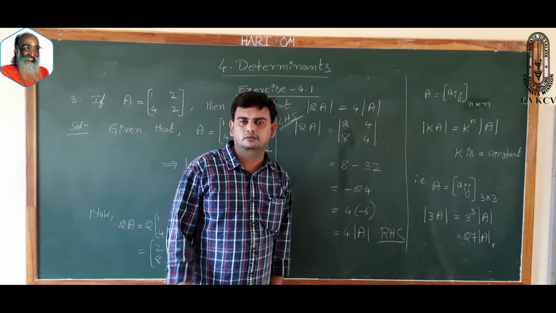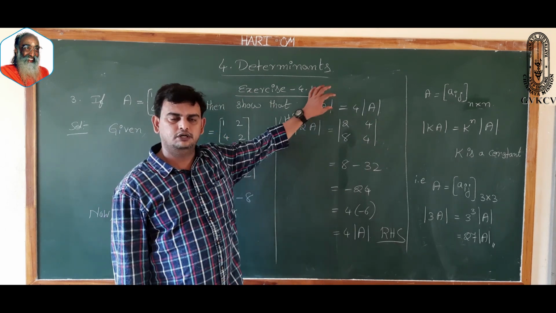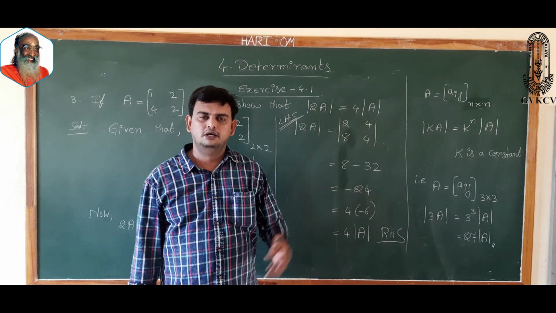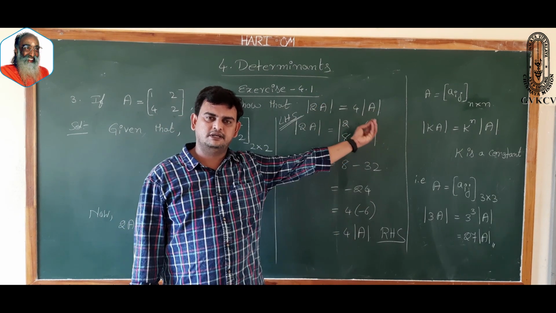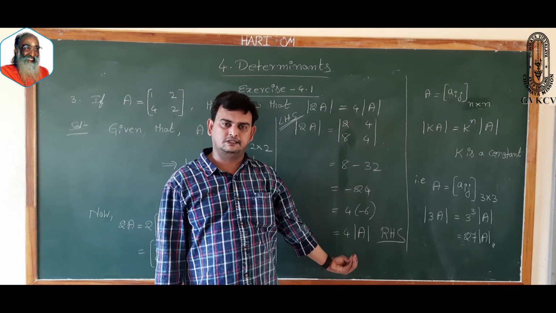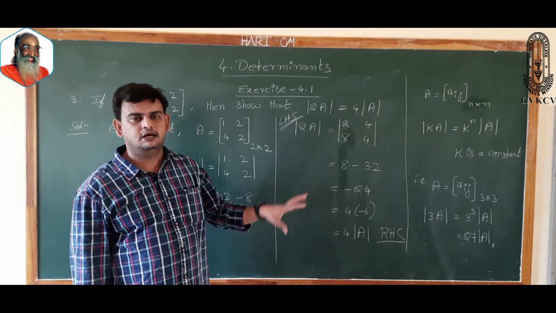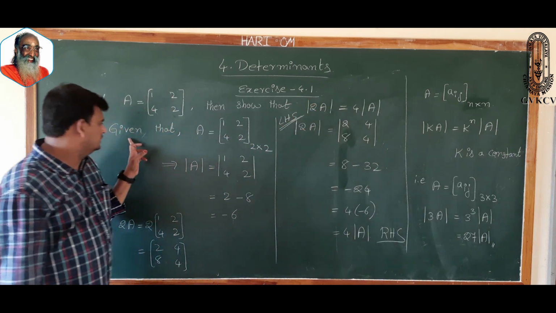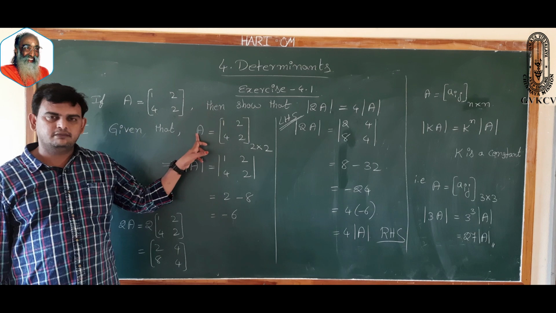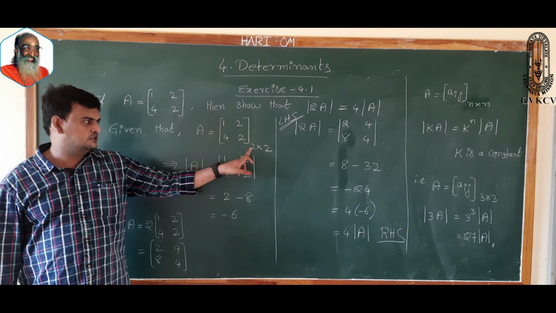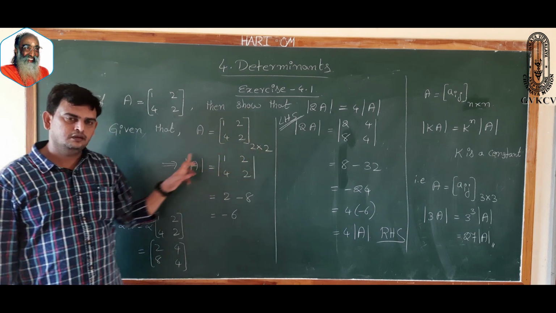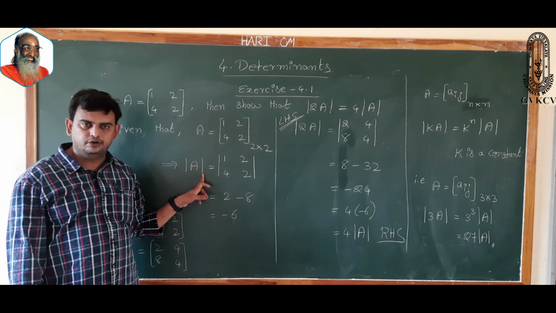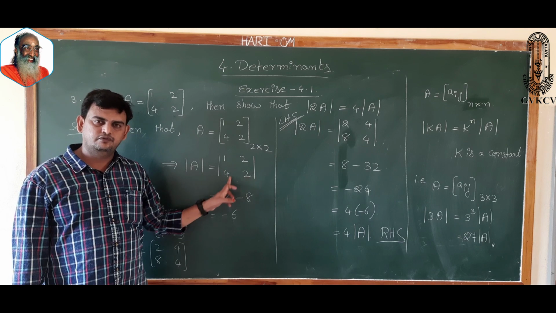Whenever we are asked to show that, usually we take the LHS and, by simplifying the LHS, we show the RHS, or sometimes we take the RHS and, by simplifying it, we show the LHS. So to take LHS or RHS, let us find the individual values. What is given? There is a matrix A = [1 2; 4 2], which is a square matrix. Let us find the determinant of the given matrix. So det A is equal to det [1 2; 4 2].